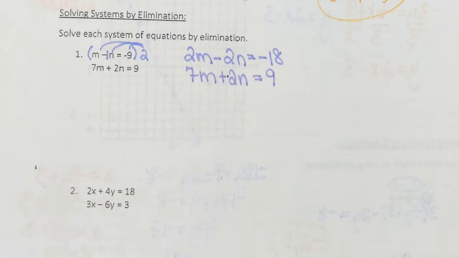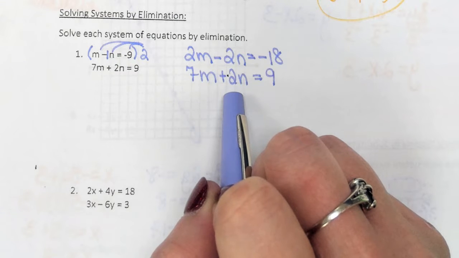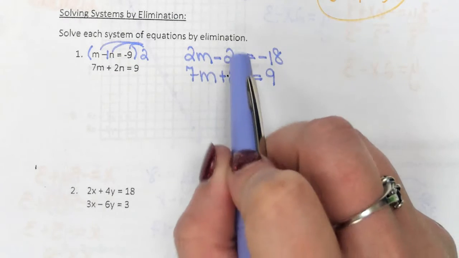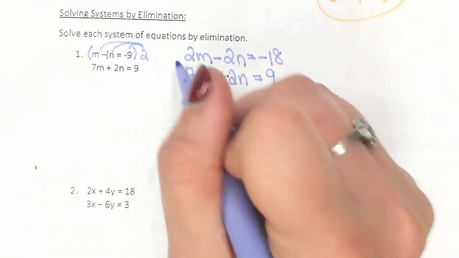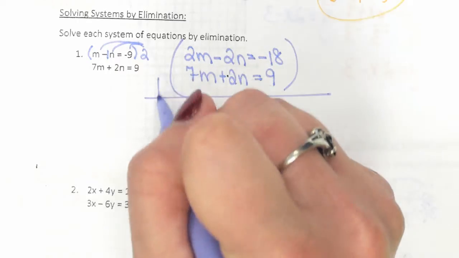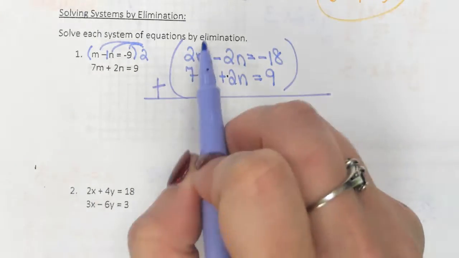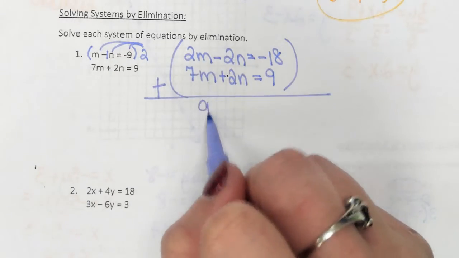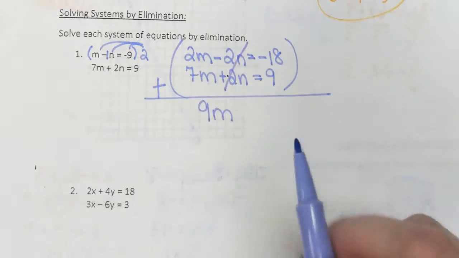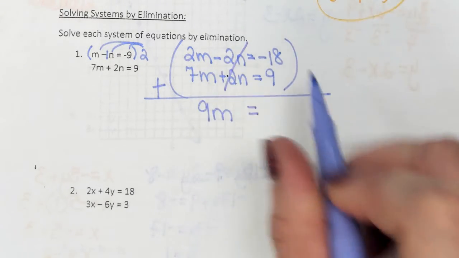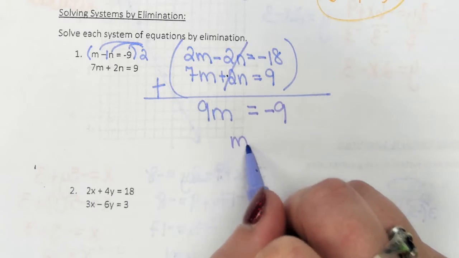Alright, so now you're either going to add or you're going to subtract. So the word is eliminate. That means I need to make them go away. How do I make these go away? By adding or by subtracting? By adding. So I'm going to add everything together. So I'm going to add my m's. What do I get when I add the m's? 9m. What do I get when I add the n's? They cancel out. I don't have to write the 0. And then what do I get when I add my constants? -9. Divide, and what do you get? There you go.